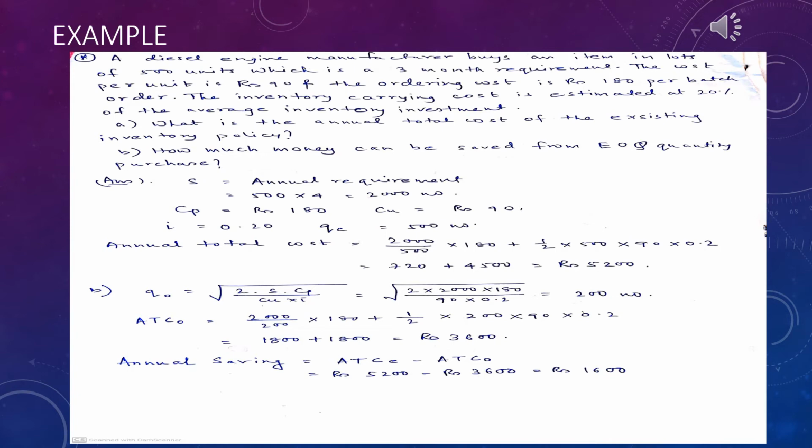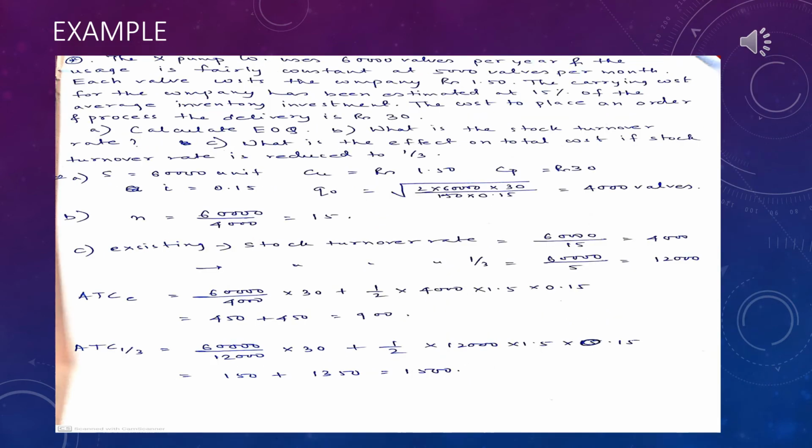So now we can find out that 500 is just changed to 200. I have just changed those two figures, and now the annual total cost, if I order at EOQ, is coming back to rupees 3,600. So the annual saving that the organization is making before ordering at EOQ and after ordering at EOQ, if I calculate the figures here, 5,200 minus 3,600, is giving the organization an annual saving of rupees 1,600.